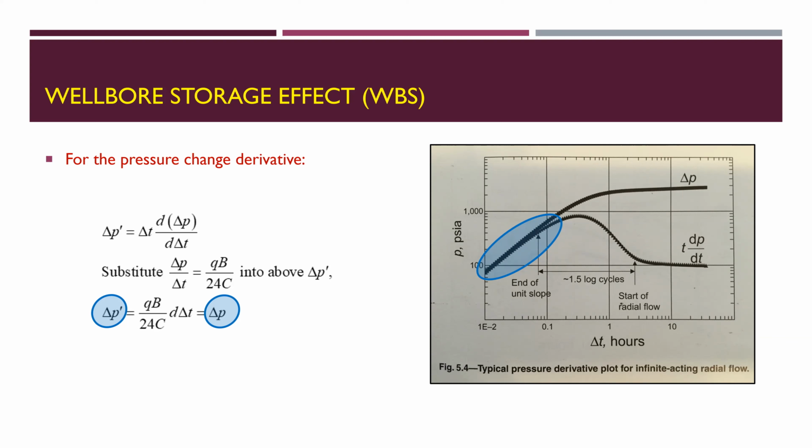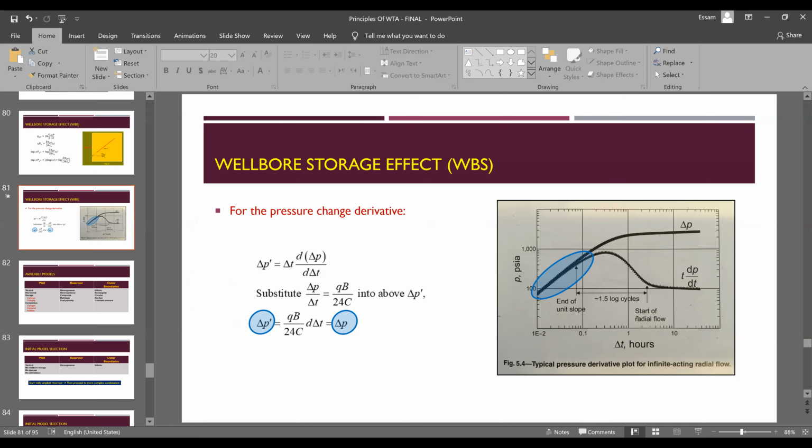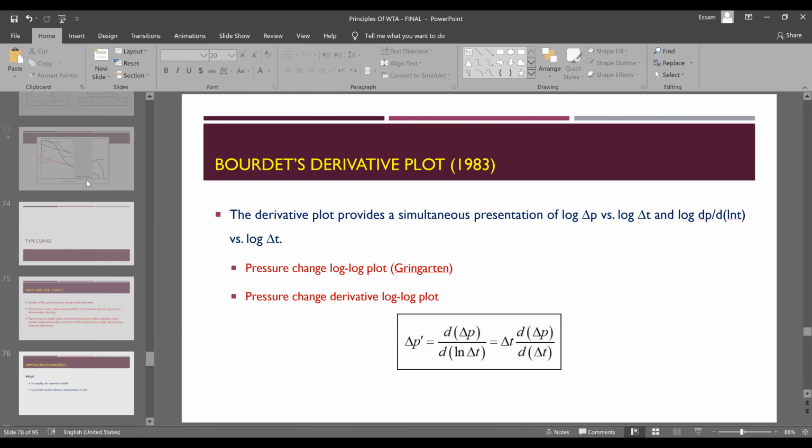Is it clear, or do you still have something? Yes, you made it clearer. I still have some questions. From your own personal experience, while testing a well, how long do you spend before you get to the IARF? How long do you spend dealing with the wellbore storage effect, from this graph, before you get to the line at the start of the radial flow?